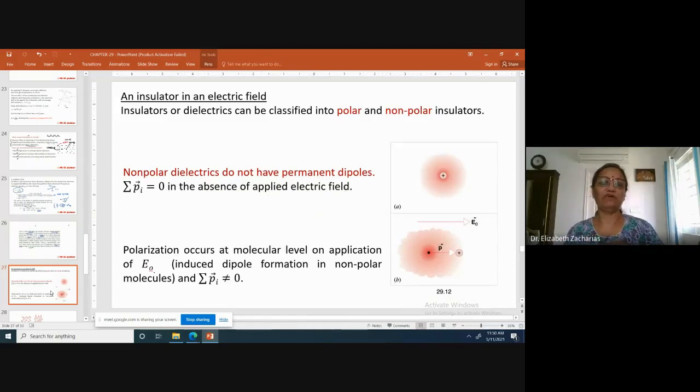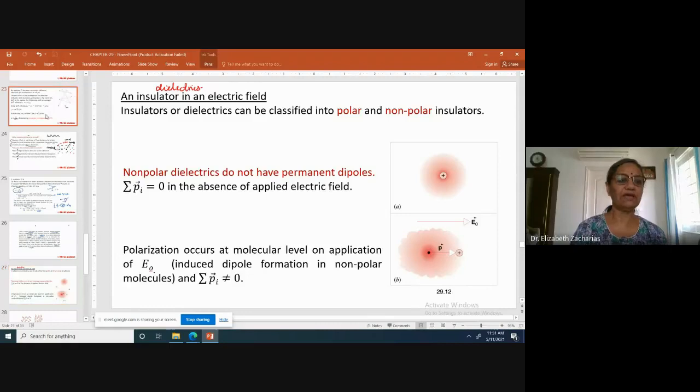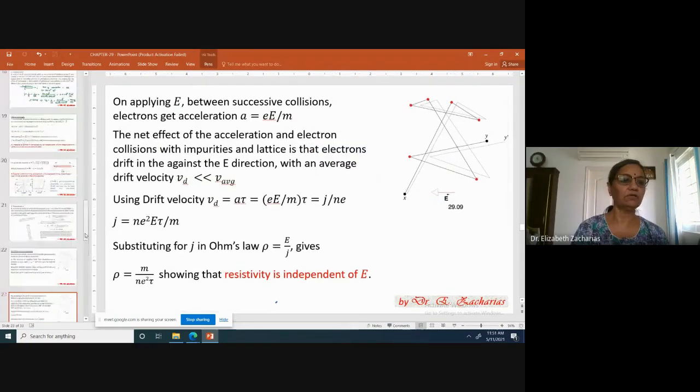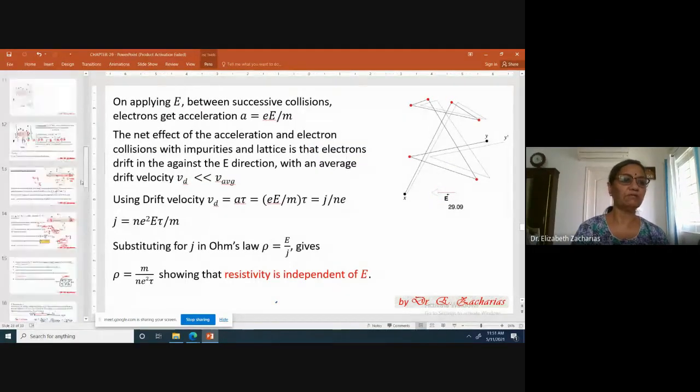Okay, now that we have completed this, let me quickly move to another class of materials called dielectrics or insulators. Let us see what happens to a dielectric in an electric field. Before that, I want to quickly take you to the old picture that we did 2 days back.